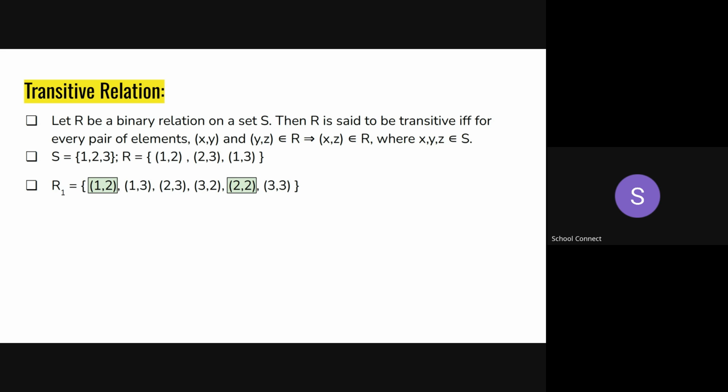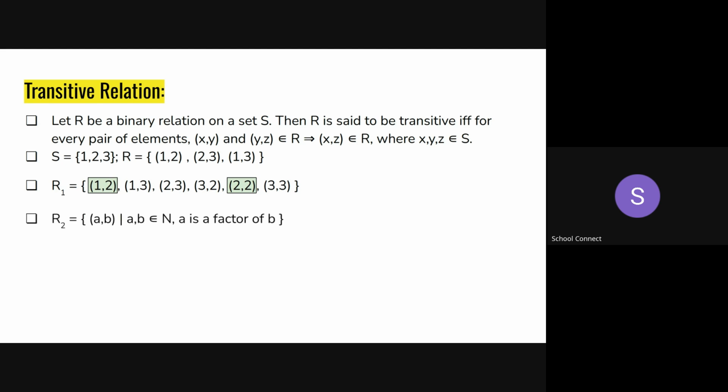If you move to 2 comma 3, 2 comma 3 is your xy. Then you look for elements which start with 3: 3 comma 2 and 3 comma 3. If you choose xy as 2 comma 3 and yz as 3 comma 2, you need to have xz, which is 2 comma 2, which is there. Similarly, if you check for all elements, it will be there. So all elements satisfy the transitive property. Therefore, the whole relation is transitive.